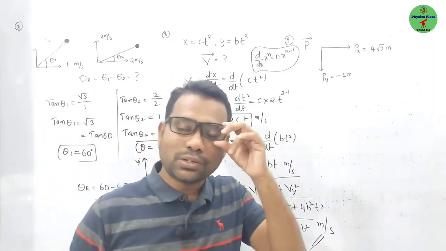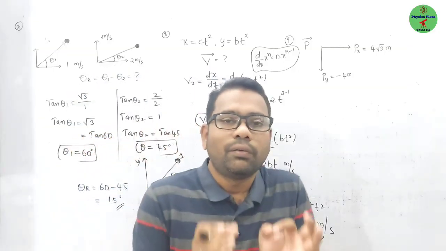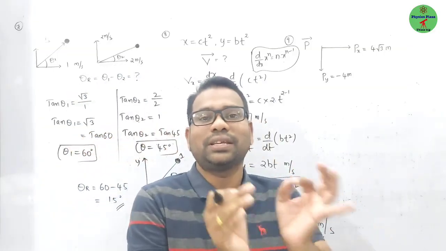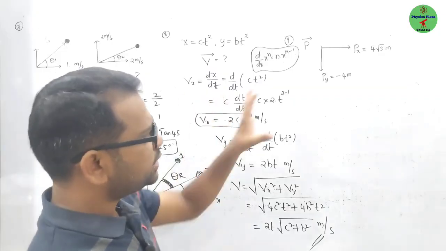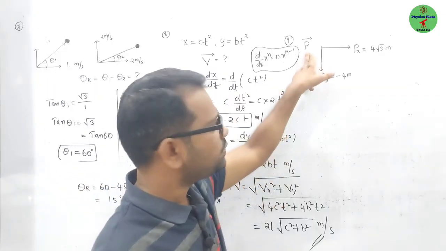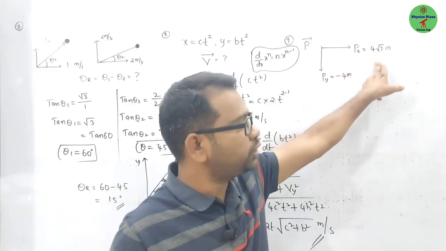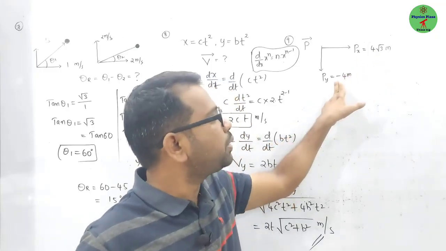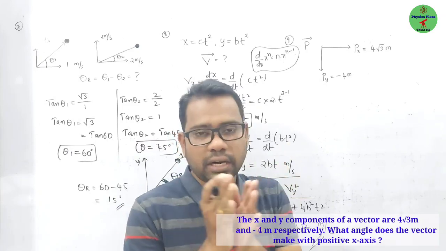Sometimes students get confused or tensed when variables are given. In fact, children, when variables are given, it's very easy actually. Now come to the ninth numerical. It is given that p is a vector, and its horizontal component is 4 root 3, vertical component is minus 4 meters. First make a rough diagram.